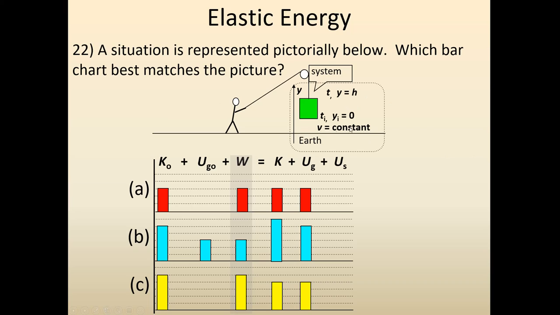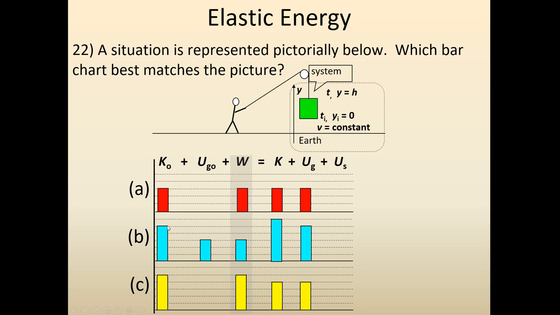The key phrase that I am pulling out here is that the velocity is constant. So I'm looking for one where the graph for kinetic energy is the same on both left and right. Choice A has 3 for kinetic and 3 for kinetic. So this one works. Let's check out B.